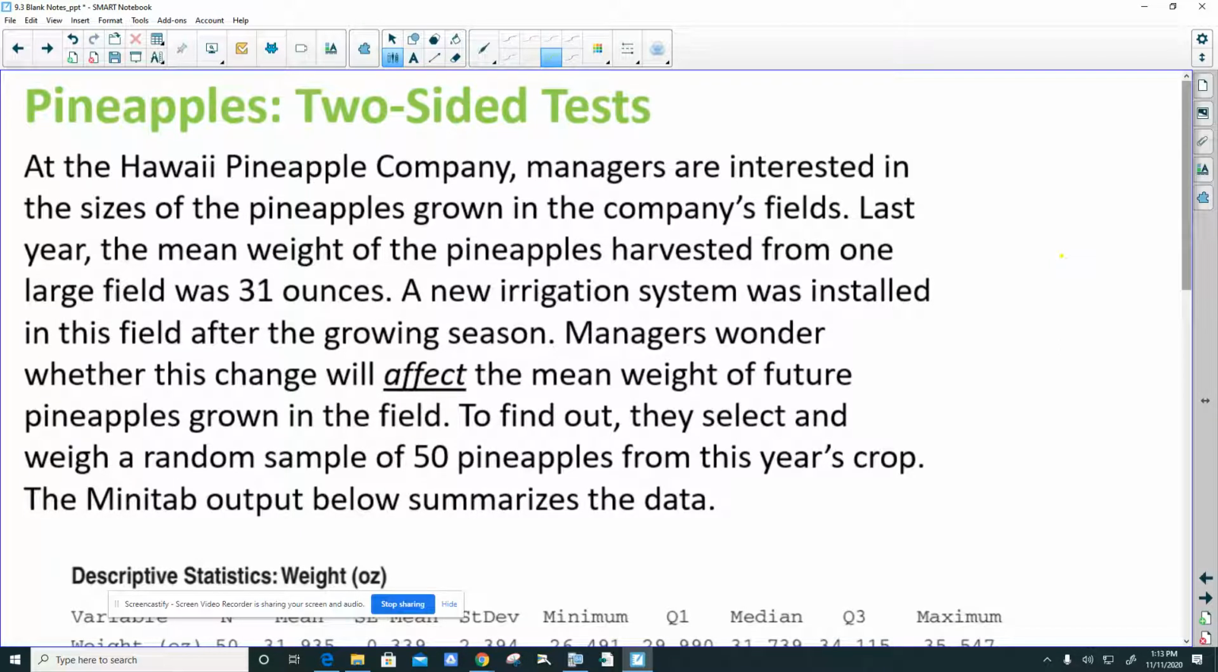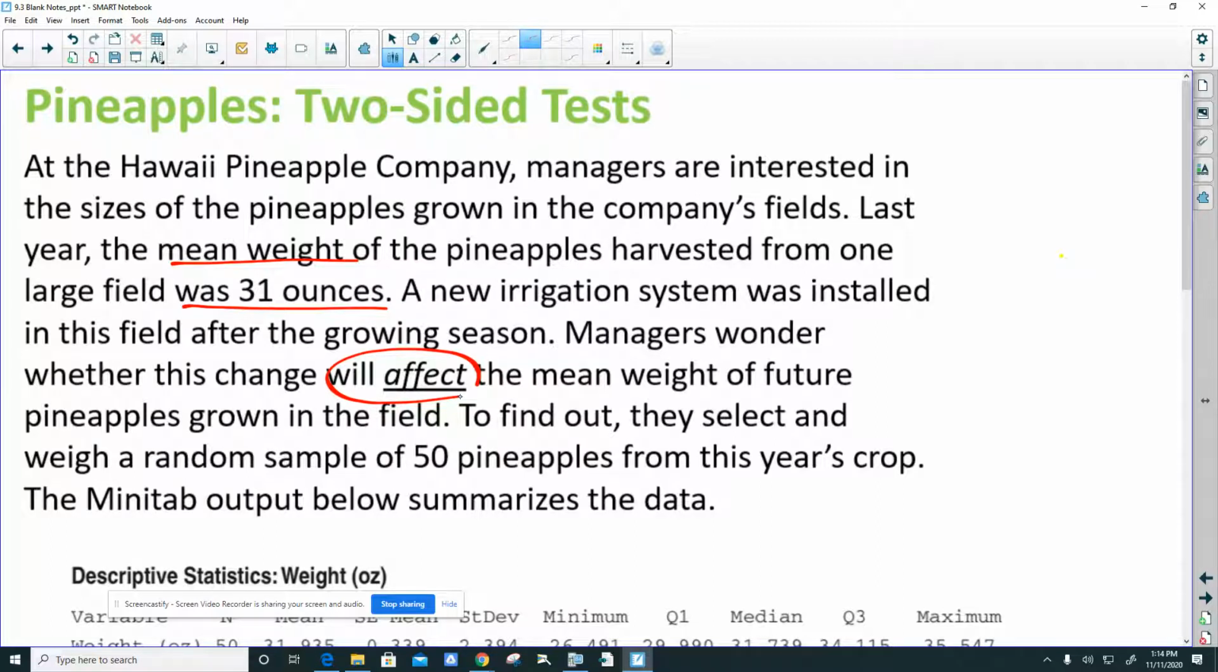So this is talking about the Hawaii Pineapple Company. It says managers are interested in the sizes of the pineapples grown in the company's fields. Now last year, the mean weight of the pineapples that were harvested from one large field was 31 ounces. There's a new irrigation system that was installed in this field after the growing season, and managers are wondering whether this change will affect the mean weight of future pineapples grown in the field.